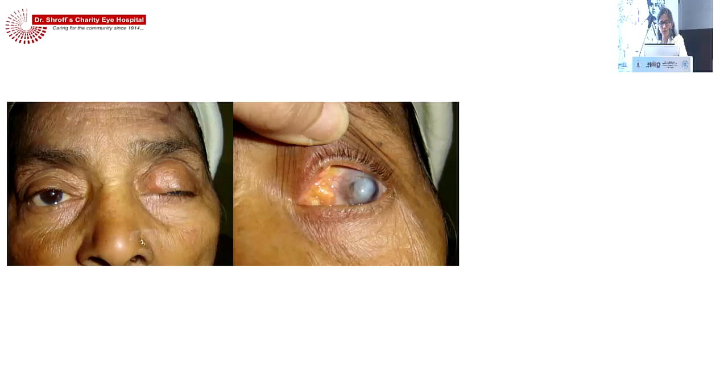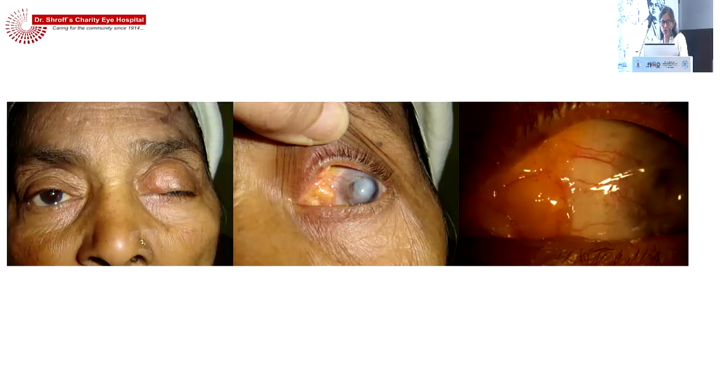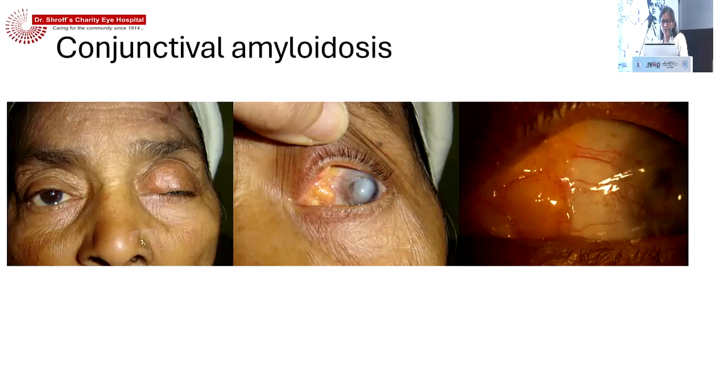in the fornix conjunctiva, subconjunctival in fact, and there is some thickening of the eyelid also medially. So generally, with these lesions, our clinical differential always remains a sebaceous gland carcinoma, especially in this age group. But one of the lesions which we need to be aware of is conjunctival amyloidosis.